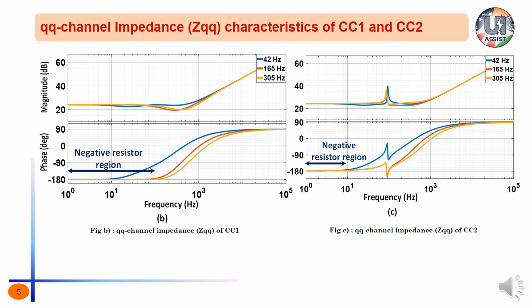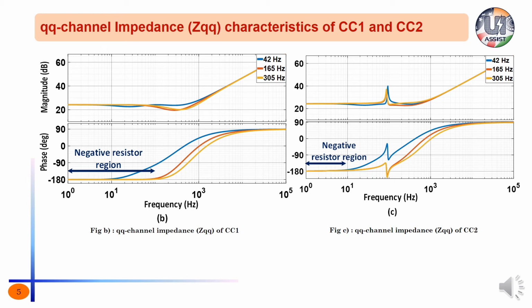ZQQ of both CC1 and CC2 is exhibiting negative damping in the low frequency region. And also notice that negative damping is a function of PLL bandwidth. For CC1, the negative damping range increases with the increase in PLL bandwidth, while for CC2, it is not very significant. I mean to say, it is not very much dependent on PLL bandwidth. And for all three PLL bandwidths, the damping region is the same for CC2.